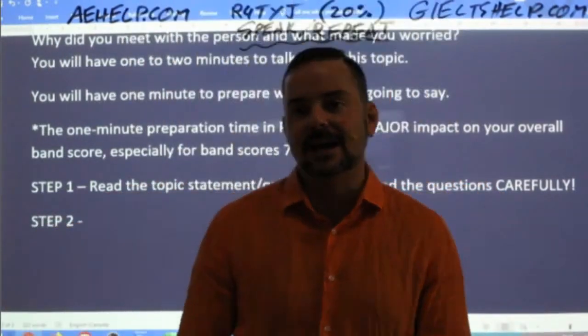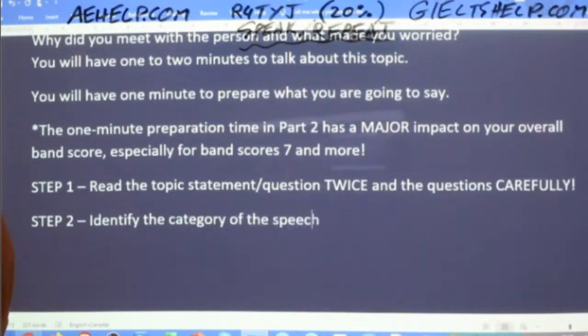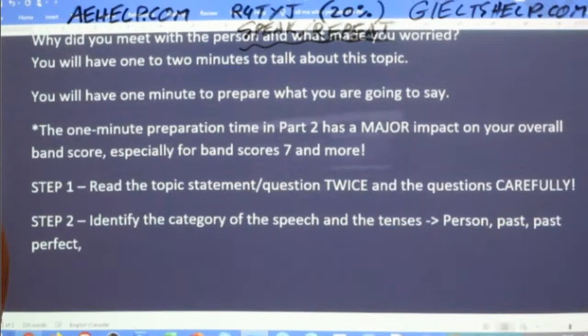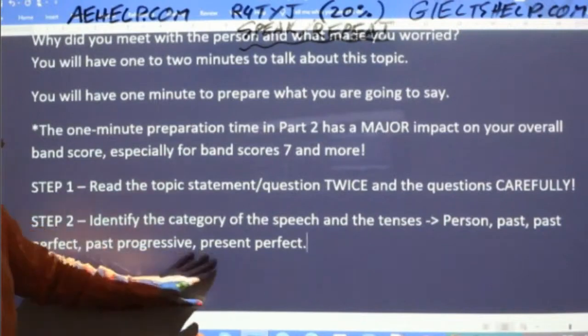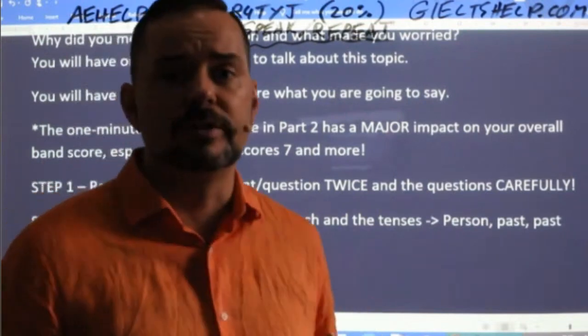So Abhishek says, identify the category and the tenses. Yeah. Okay, so here, obviously we're talking about a person, and we are using the past, past perfect, progressive, or past progressive, I should say. Okay, and maybe some present perfect as well. So these are going to be my tenses of focus, and we are focusing on a person here, the person who we are nervous to meet.